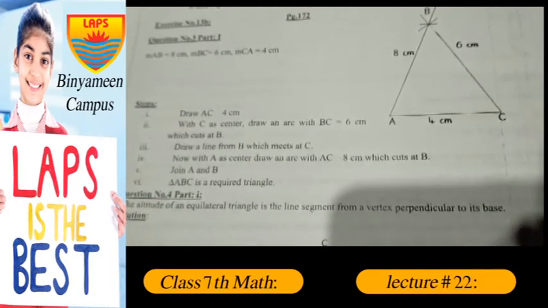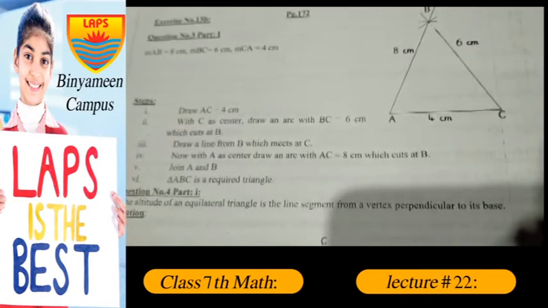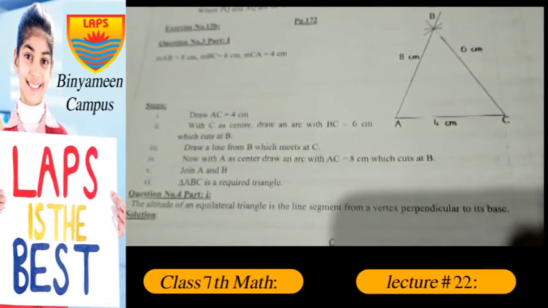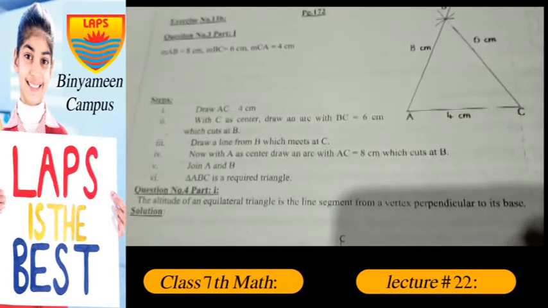Step 4: Now with A as a center, draw an arc with AB equal to 8 cm which cuts at B. Join A and B, and triangle ABC is the required triangle.